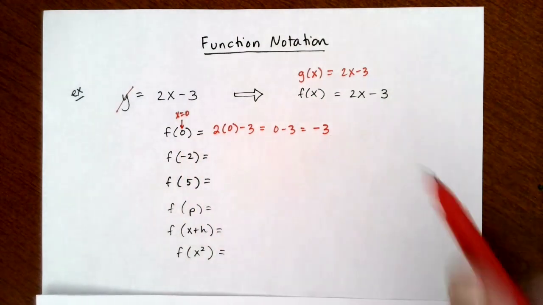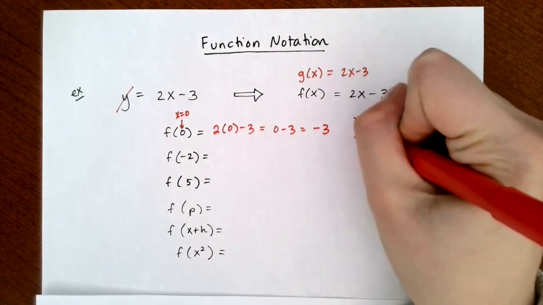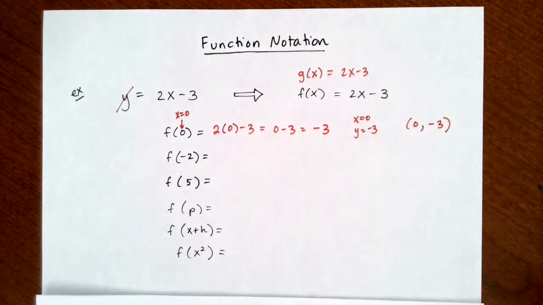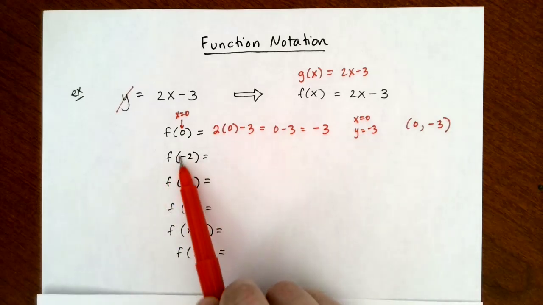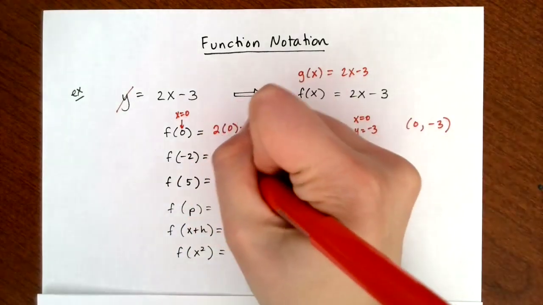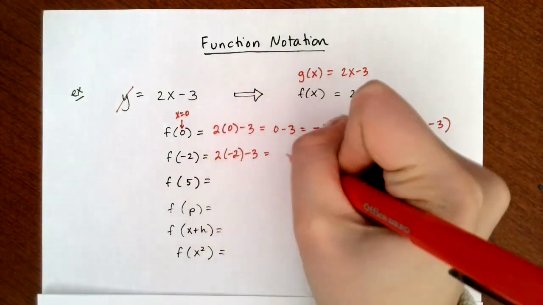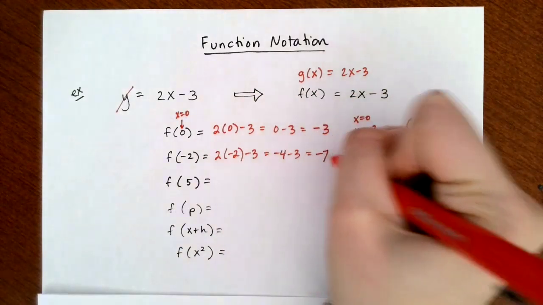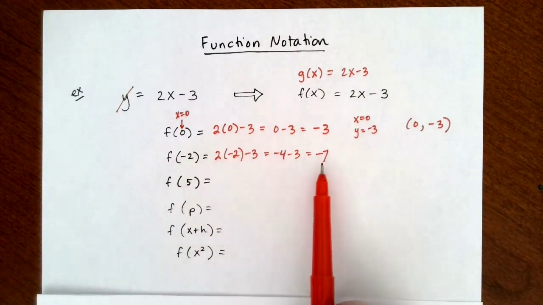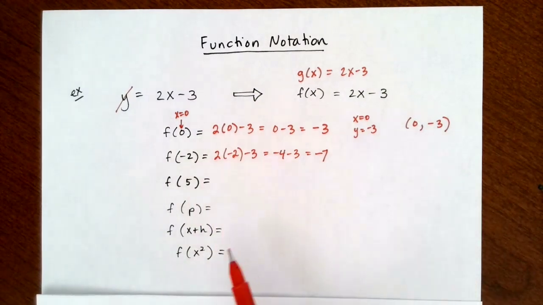That tells me when x is 0, y is negative 3, or you could say it as 0, negative 3, the xy point is on the graph. Let's try it again with negative 2. So we have f of negative 2. That means negative 2 is going to get plugged in for the x value up here. 2 times negative 2 minus 3. That's negative 4 minus 3 is negative 7. And again, that would mean that negative 2 comma negative 7 is an xy point that's on the graph if we were going to try to start graphing this.